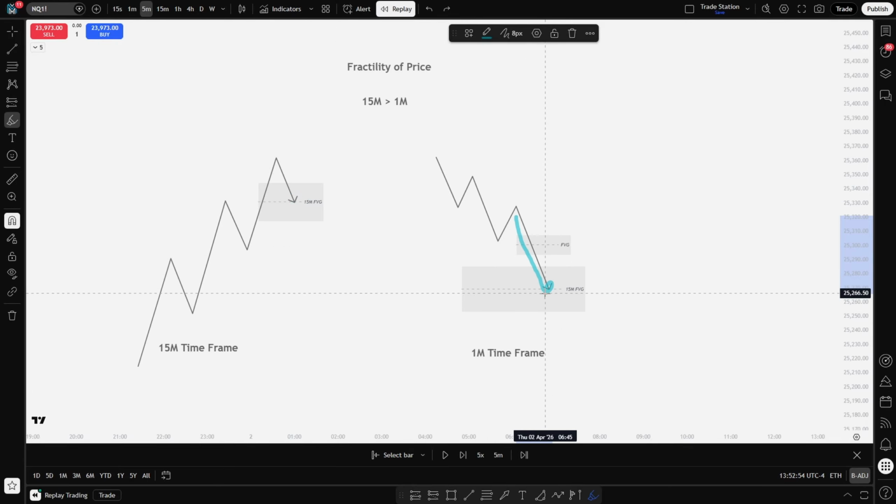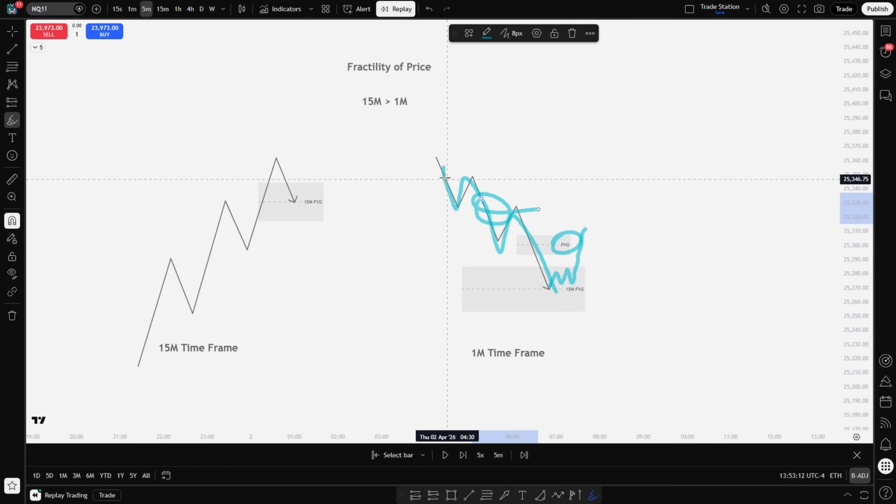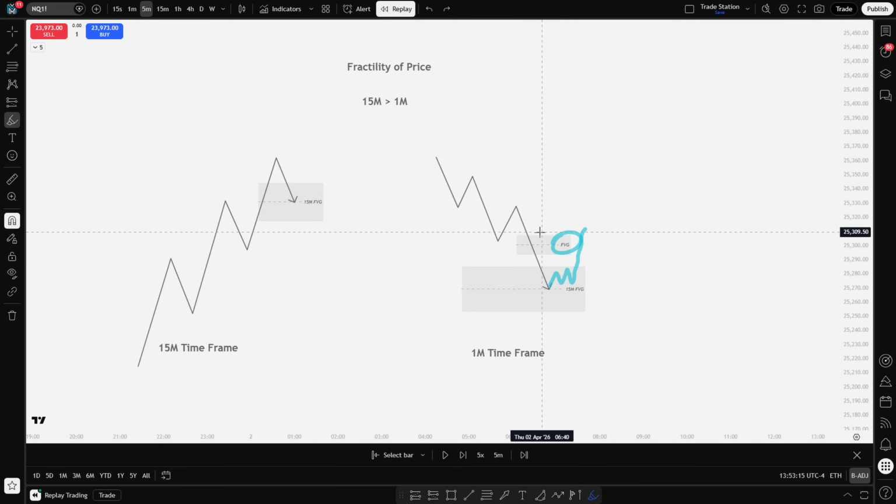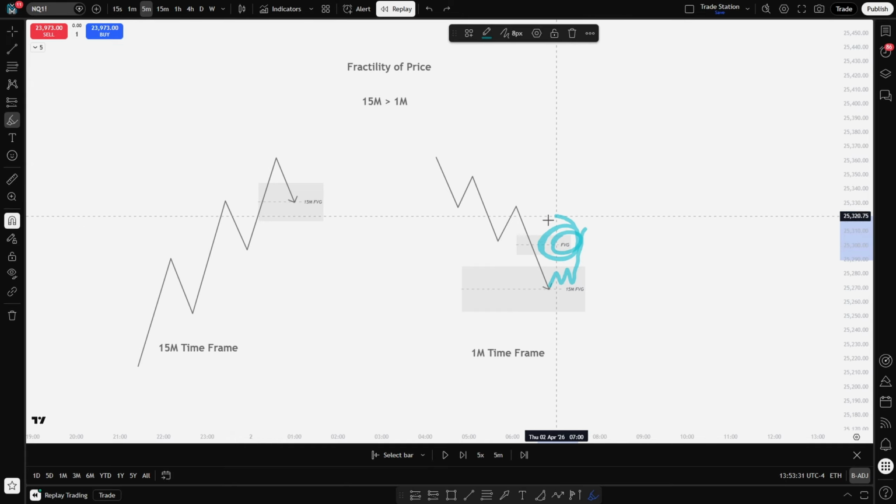Price enters the 15-minute fair value gap right here. And you wait for price to build some structure and then invalidate the fair value gap. It invalidates this fair value gap on the 1-minute because once again, price is fractal. So you create fair value gaps here for price to go down. What you want price to do is react off the higher time frame fair value gap, which is the 15-minute, as again, higher time frame is superior over the lower time frame. And once we react off of that, you wait for a 1-minute confirmation. The confirmation is invalidating this fair value gap.